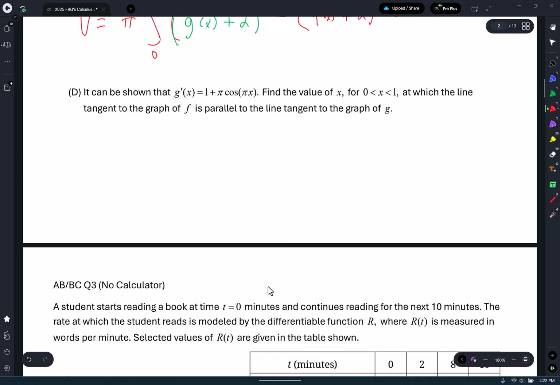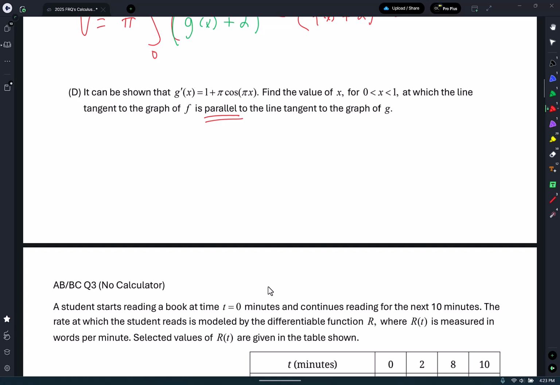All right, letter D. It can be shown. Come on in, guys. It can be shown that g prime equals 1 plus pi cosine pi x. Find the value of x between 0 and 1 at which the line tangent to the graph of f is parallel to the line tangent to the graph of g. Okay. If you're parallel, what do parallel lines have in common? They never touch, which means they have what? What about the slope? They have the same slope. Yes, you got it.